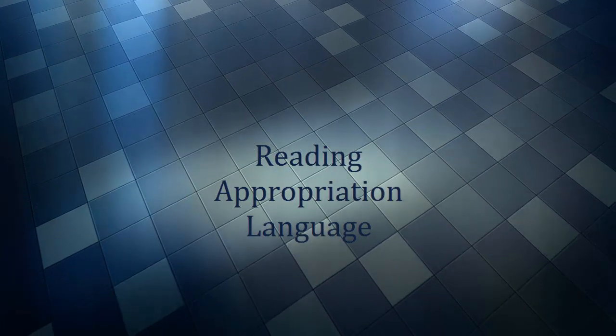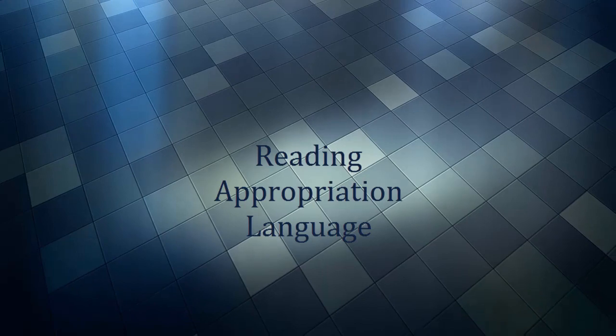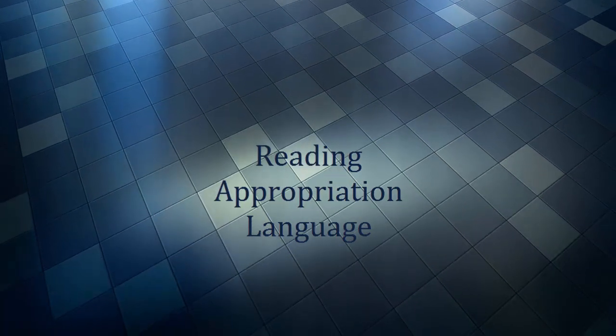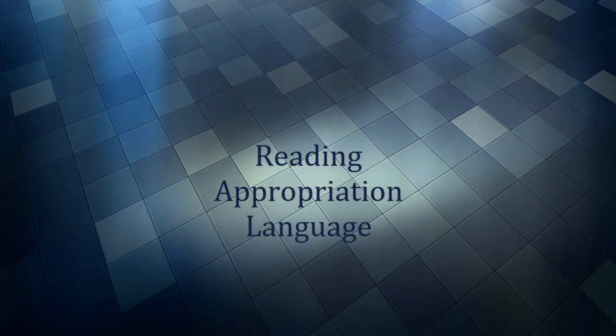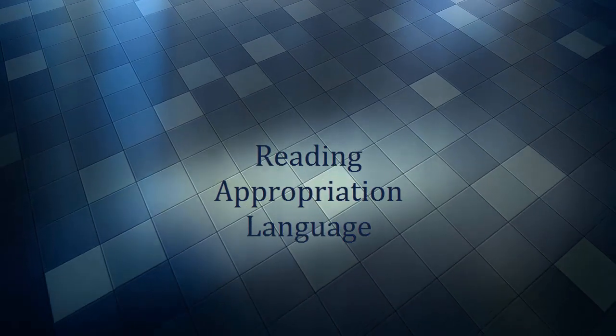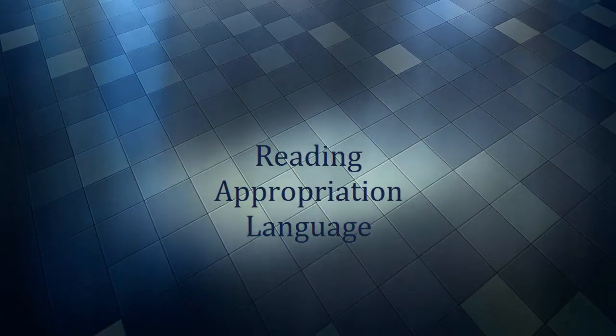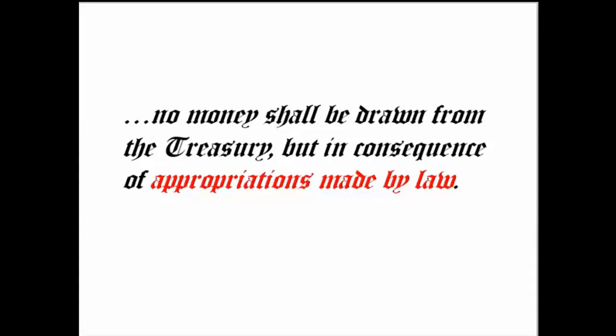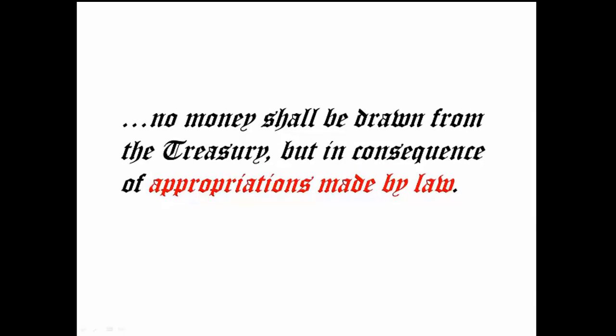Reading Appropriation Language. Module 1, Annual and Supplemental Appropriations. These words in Article 1, Section 9, Clause 7 of the Constitution are known as the Appropriations Clause. No money shall be drawn from the Treasury, but in consequence of appropriations made by law.